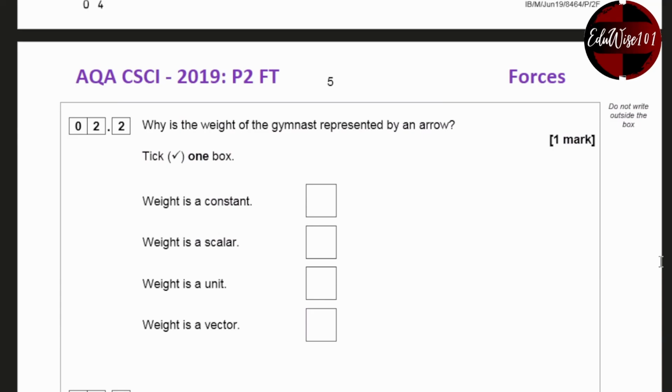Why is the weight of the gymnast represented by an arrow? Because weight is a vector quantity. Vector quantities have size and direction. Scalar quantities have size or magnitude only. So you don't need an arrow to display it, whereas weight is a vector.